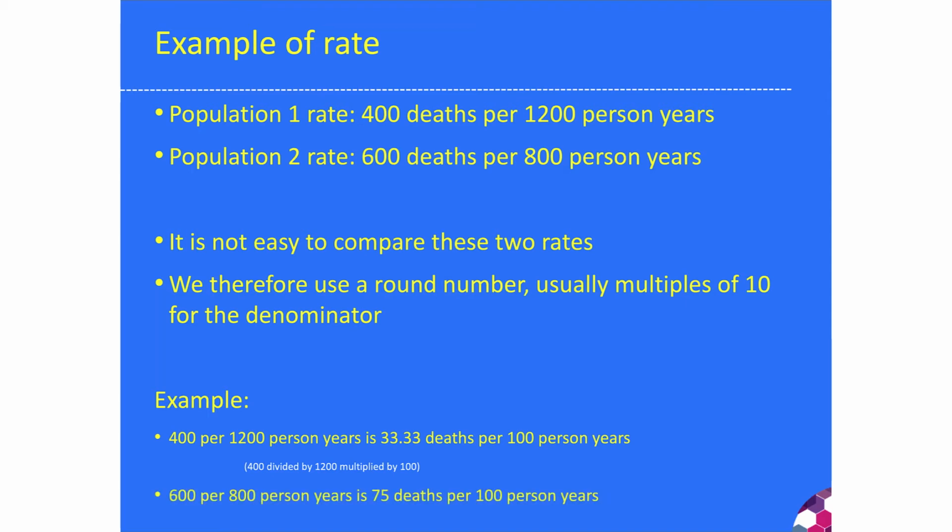And we can do the same with the second rate. 600 per 800 person years is 75 deaths per 100 person years. And that's 600 divided by 800 multiplied by 100. And so you can see that the second group of people with the 600 deaths has a higher rate of deaths than the group with only 400 deaths.